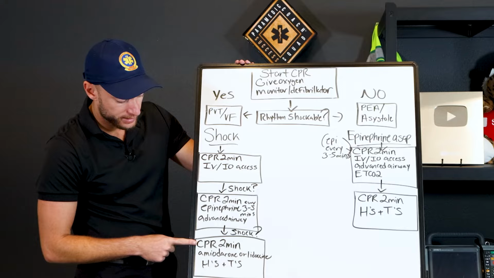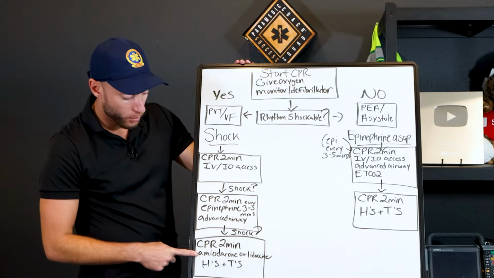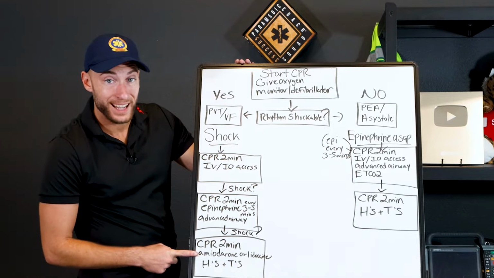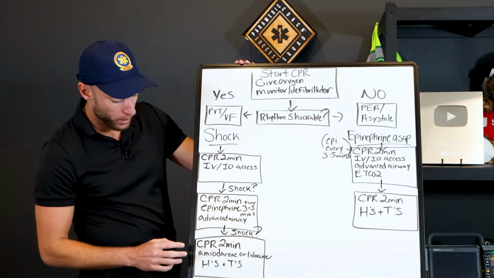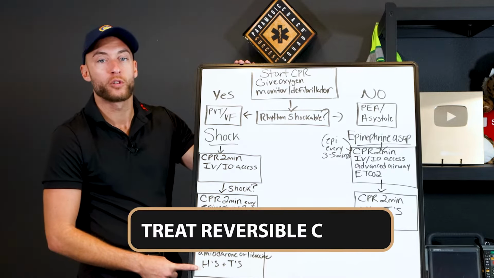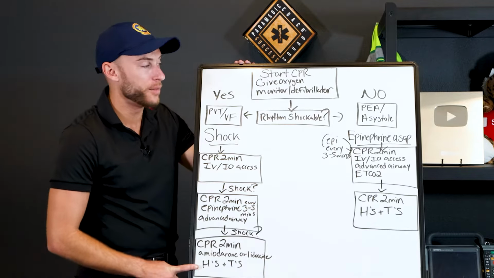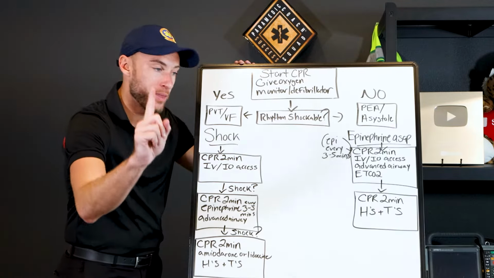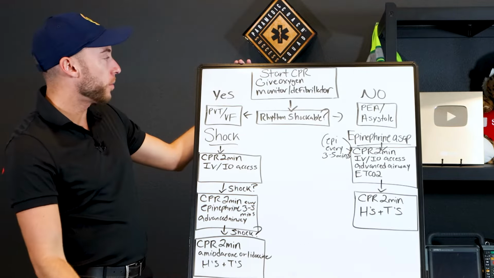So now in this 2-minute cycle, CPR 2 minutes, amiodarone or lidocaine can be given, and more on the drugs and doses in a little bit. And then we come to treat reversible causes, which are called the H's and T's of ACLS care, and more on that in a little bit, okay? So we have all that squared away. Now, where do we go from here?